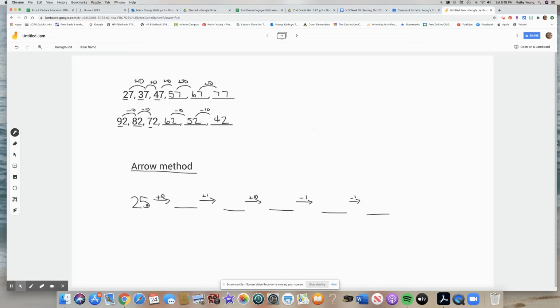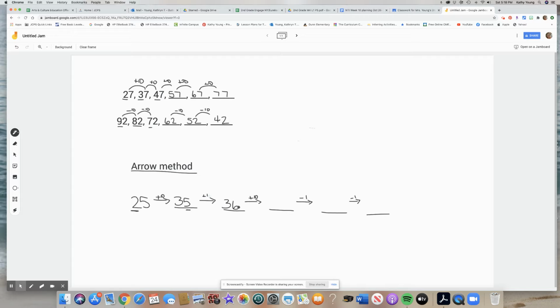So in this one, I'm going to do 25 plus 10. I'm adding 1 to the tens place. Remember, the tens place is the second place from the right. So this would be 35. If I look to the next arrow, I'm going to add 1. So now the ones place is going to change. So the 3 remains the same. 5 plus 1 is 6.